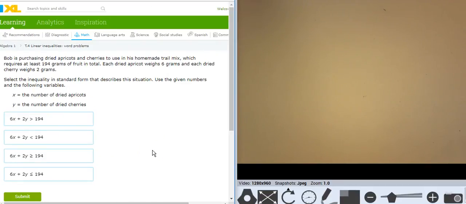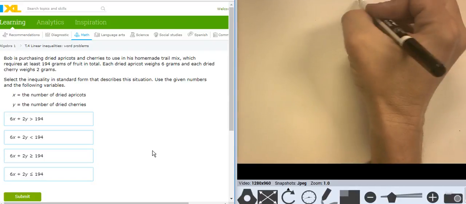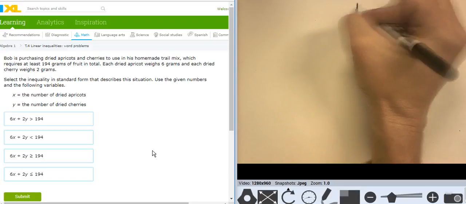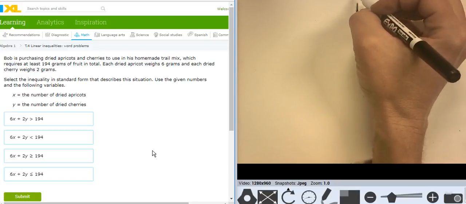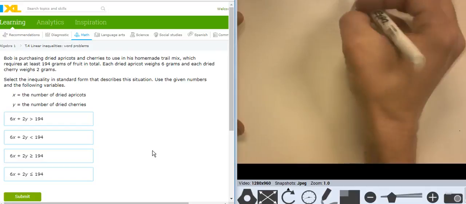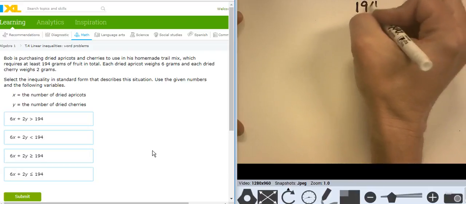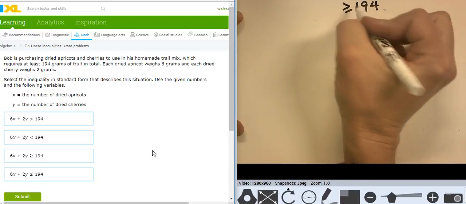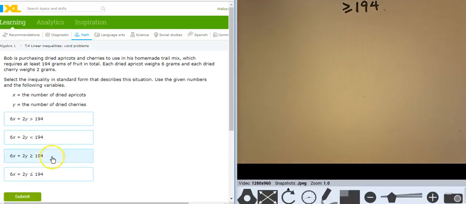Bob is purchasing dried apricots and cherries to use in his homemade trail mix, which requires at least 194 grams. Let me change markers. So I need at least 194 grams, so I know I have to be greater than or equal to that. I need at least, so right away I can already rule out the top two. Actually it's got to be this one, just by narrowing it down. It's going to be greater than or equal to 194.